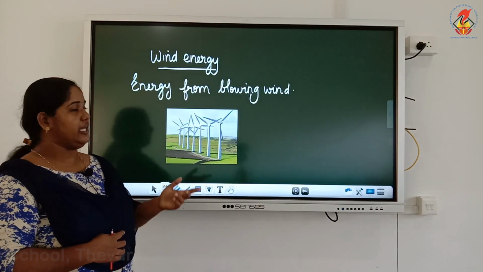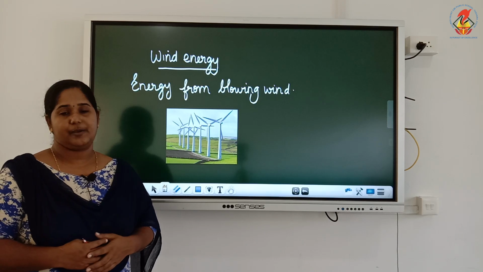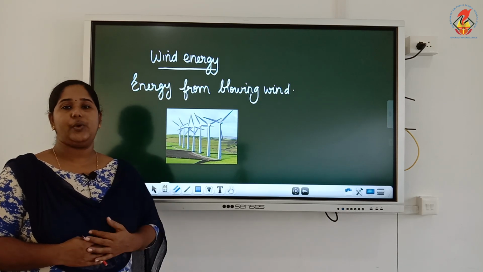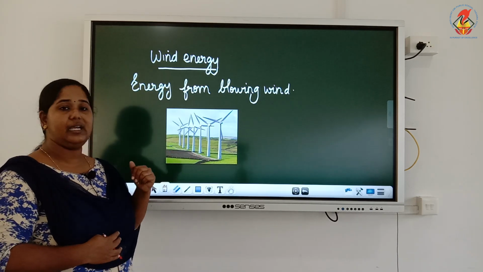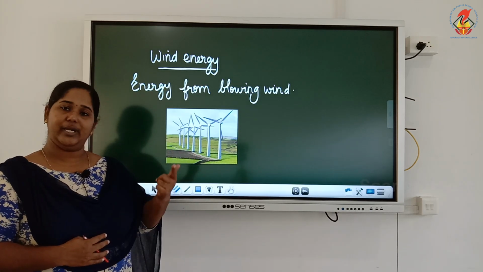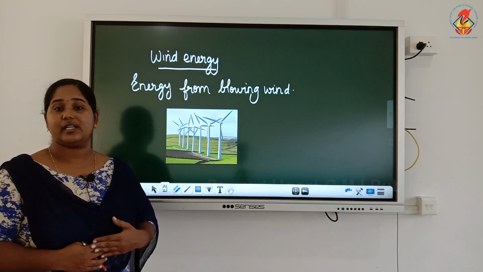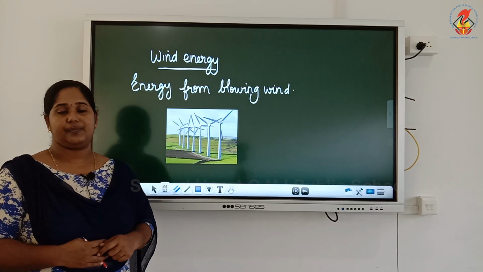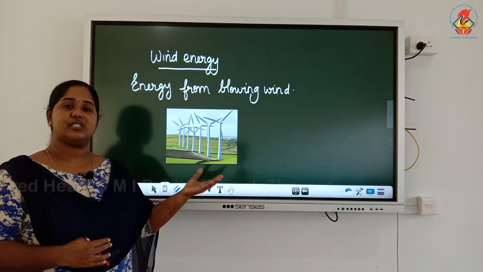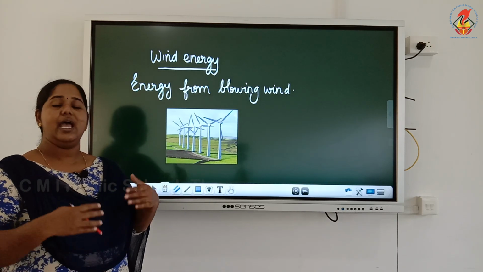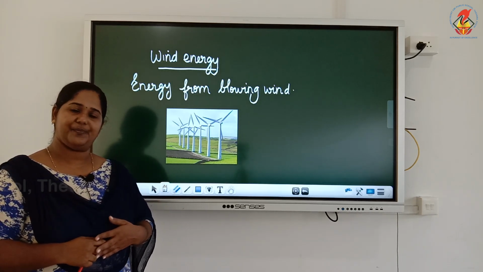The next type of energy is wind energy, that is the energy that is obtained from the blowing wind. It is used to turn the windmills. Wind energy is used to turn the blades of a windmill. You can see a windmill here. And when the windmill turns, what happens? It changes this wind energy into electrical energy using transformers. So this wind energy, which is a readily available source of energy, is changed into electrical energy, and this electrical energy is changed into heat and light energy when we switch on the bulbs and fans.